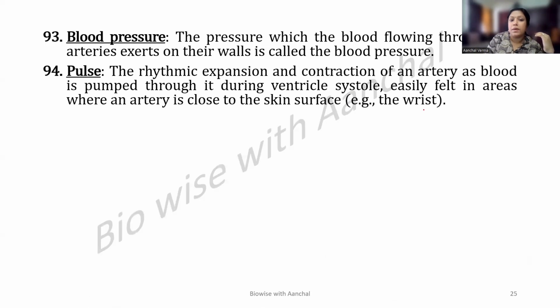Next one, pulse. We can see the pulse here, right? So the rhythmic expansion and contraction of an artery as blood is pumped through it during the ventricular systole is easily felt in the areas where artery is close to the skin surface. So in the radial artery of the wrist, here in the throat, we can feel the pulse.